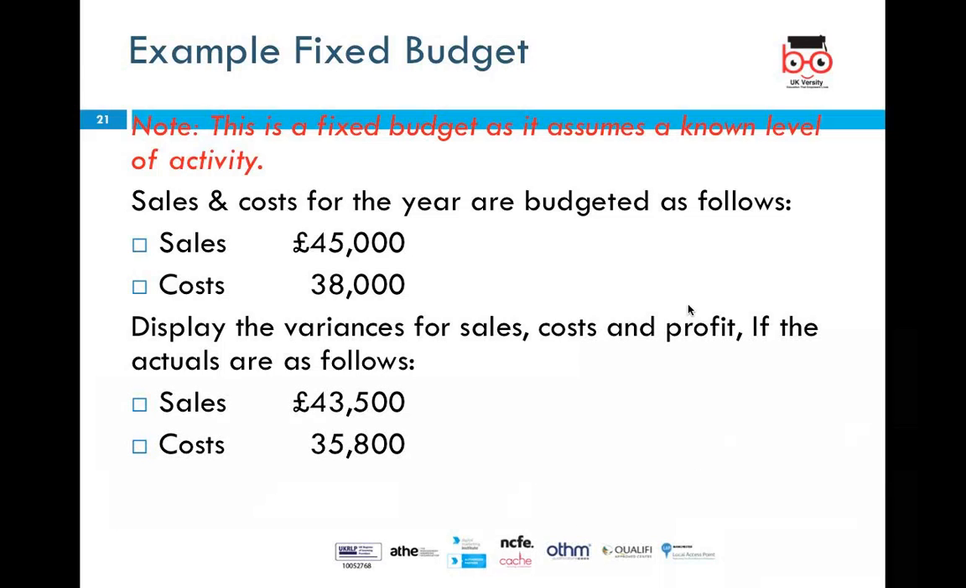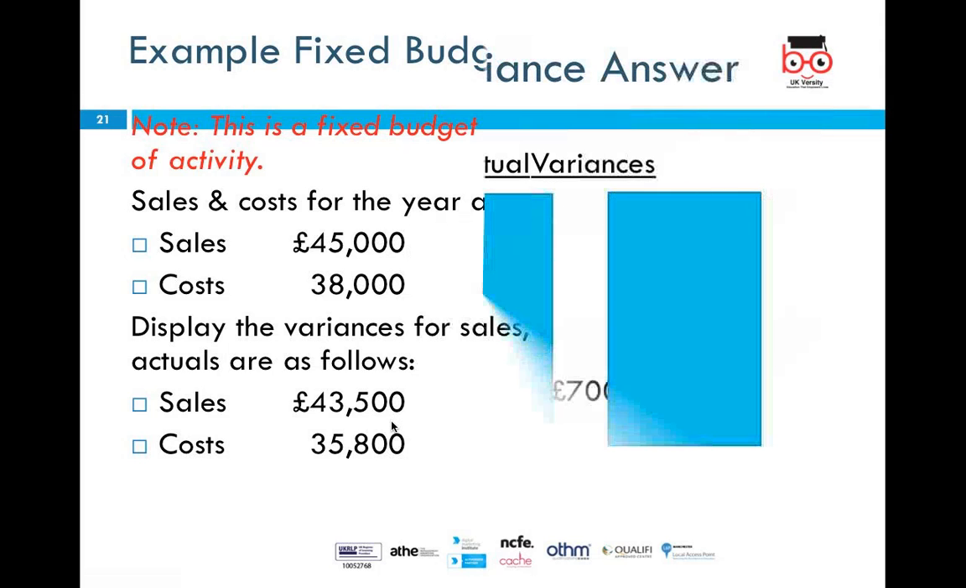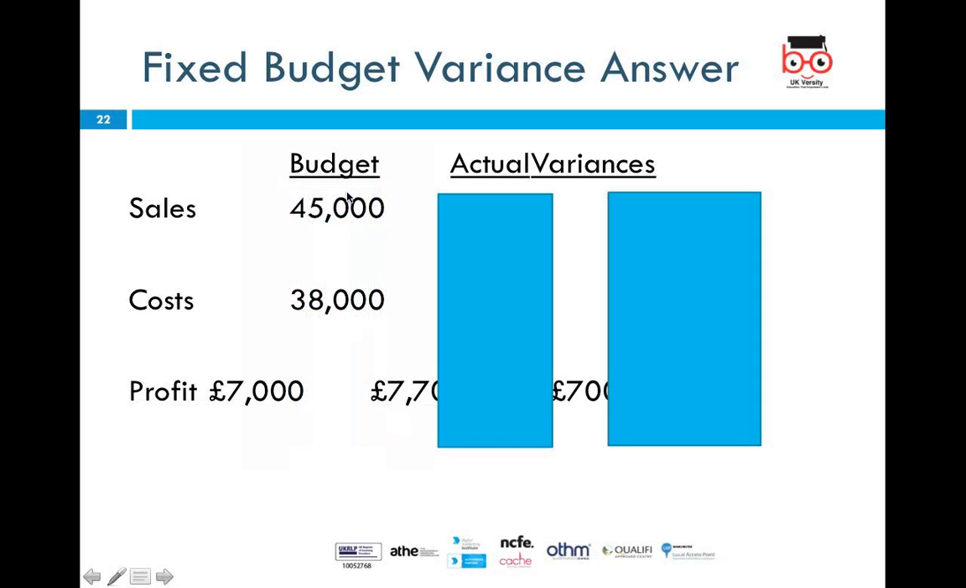So let's take one example, the fixed budget. As we can see, a fixed budget is a budget prepared on the basis of an estimated value and volume of production and an estimated volume of sales. But no plans are made for the event that actual volumes of production and sales may differ from budgeted volumes. So we have budgeted sales of 45,000 and a budgeted cost of 38,000, but in actuals, we have 43,500 actual sales, which is decreased, definitely adverse, and the cost has decreased, that's favorable. So let's see the variance.